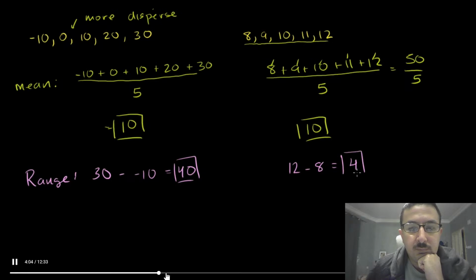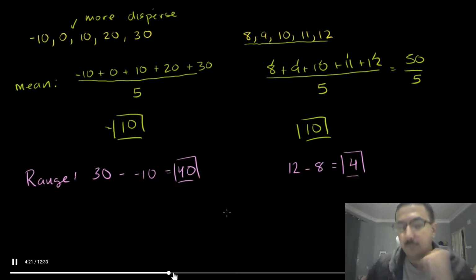So here, range is actually a pretty good measure of dispersion. We say, OK, both of these guys have a mean of 10. But when I look at the range, this guy has a much larger range. So that tells me this is a more dispersed set. But range is not always going to tell you the whole picture.